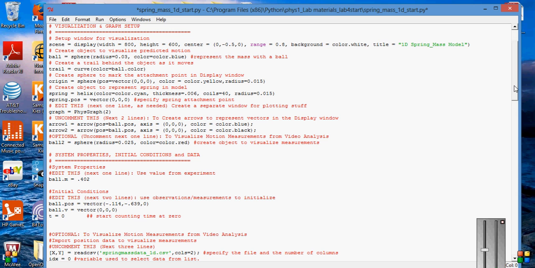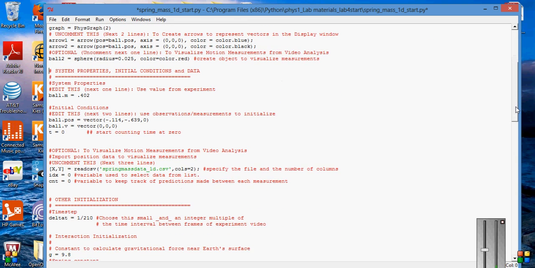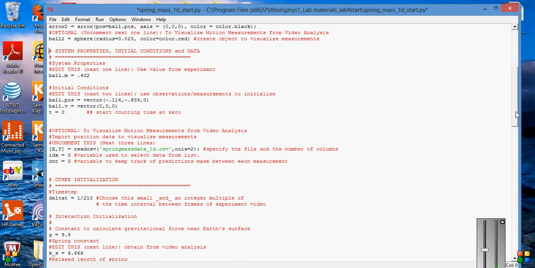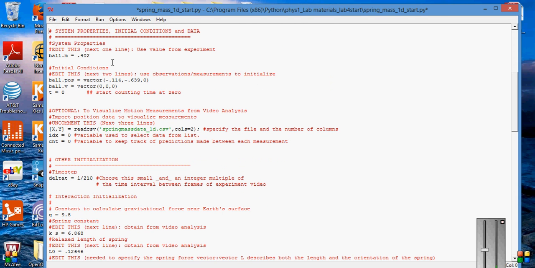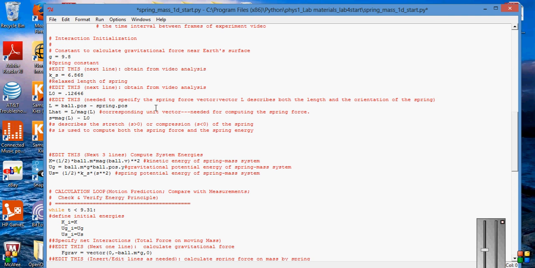So going through our code, we simply inputted our basic conditions. The mass of the ball was 0.402, the position we got from Tracker. The initial velocity was 0 since Dr. Greco was initially holding it. Time was 0, start from 0. And here we simply read our CSV data. We used a very small t-step that we were given. G is equal to 9.8, K is the spring stiffness we determined. The initial length, or L naught, we determined as well.